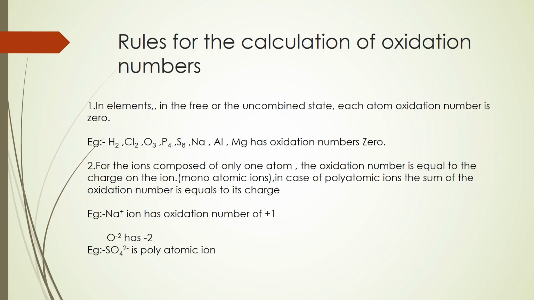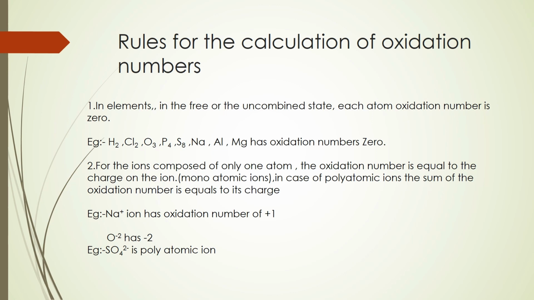Rules for the calculation of oxidation numbers. In elements, in the free or the uncombined state, each atom oxidation number is 0. For example, hydrogen H2 molecule, Cl2 molecule, O3 ozone, phosphorus, sulfur molecule. These molecules are homogeneous, that means similar atoms combine to form these molecules. So the oxidation state of these molecules is 0.